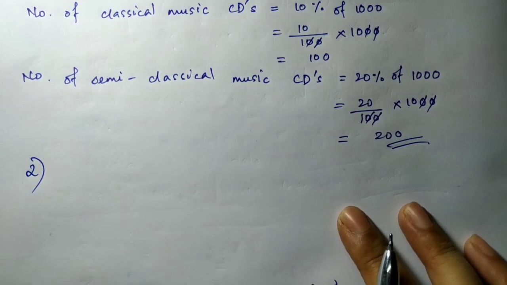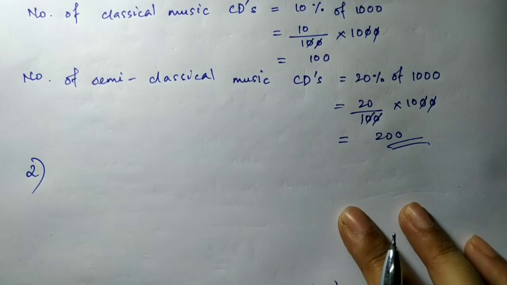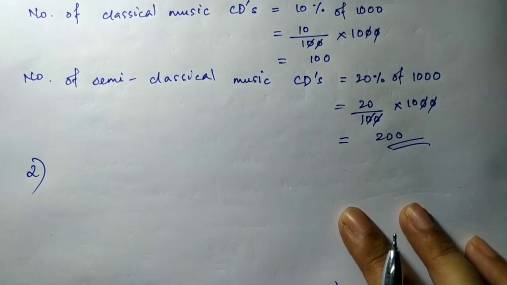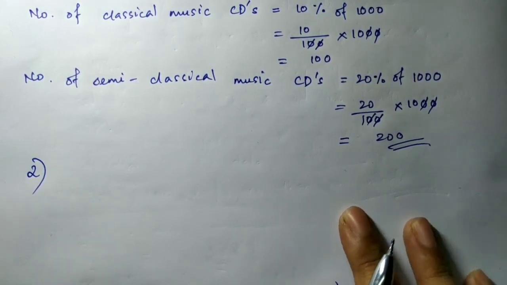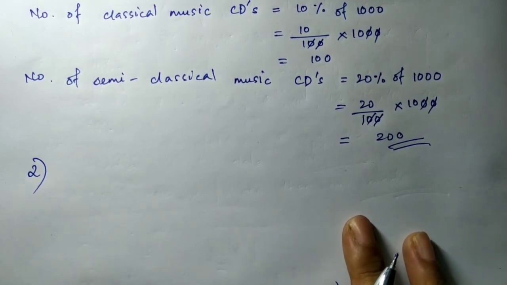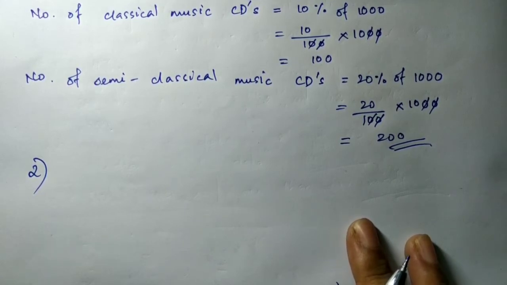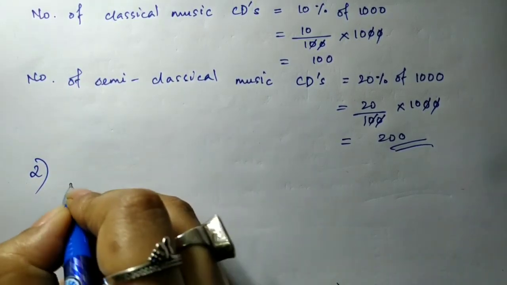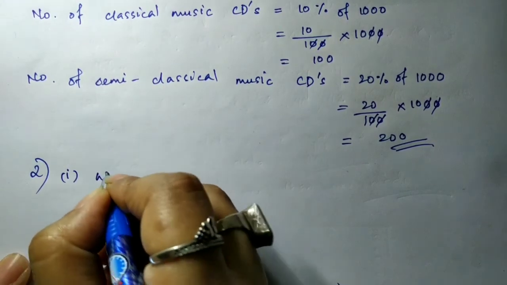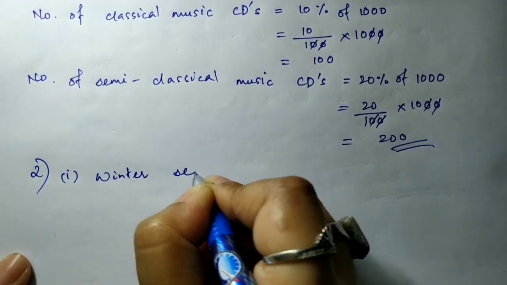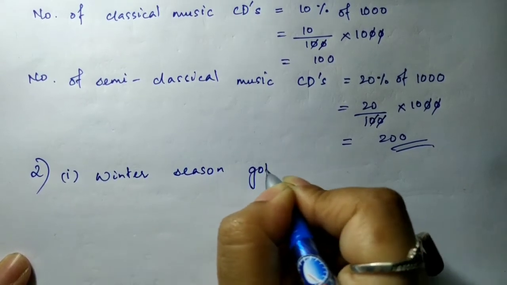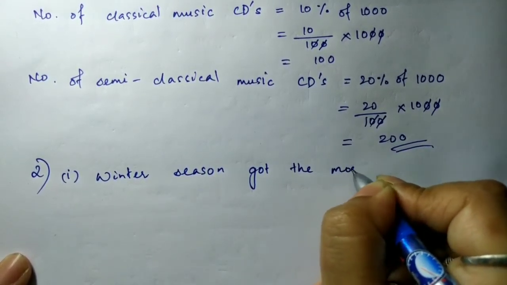A group of 360 people were asked to vote for their favorite season from the 3 seasons: rainy, winter and summer. You can see a table given on the right hand side with 2 columns, one is season and one is number of votes. The first question is, which season got the most votes? See, the number of votes is highest, that number is 150, and that is for the winter season. So we'll write the statement for number 1: winter season got the most votes.